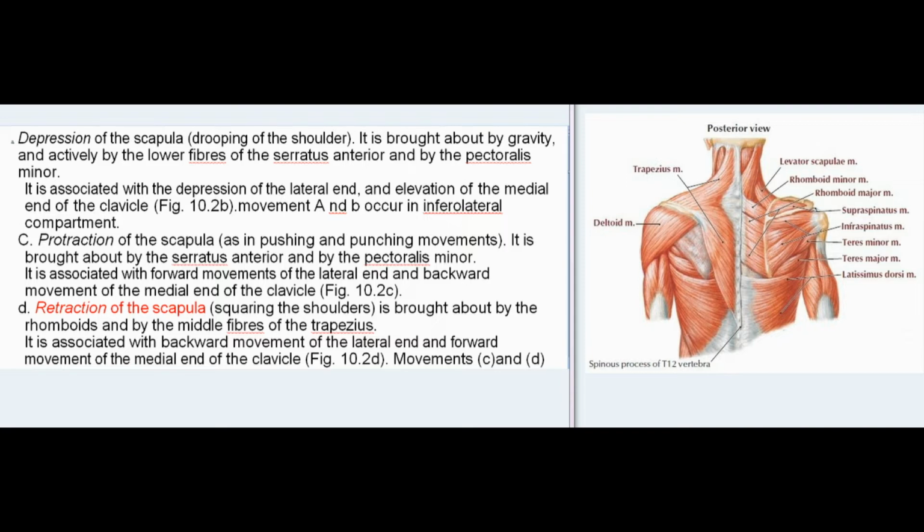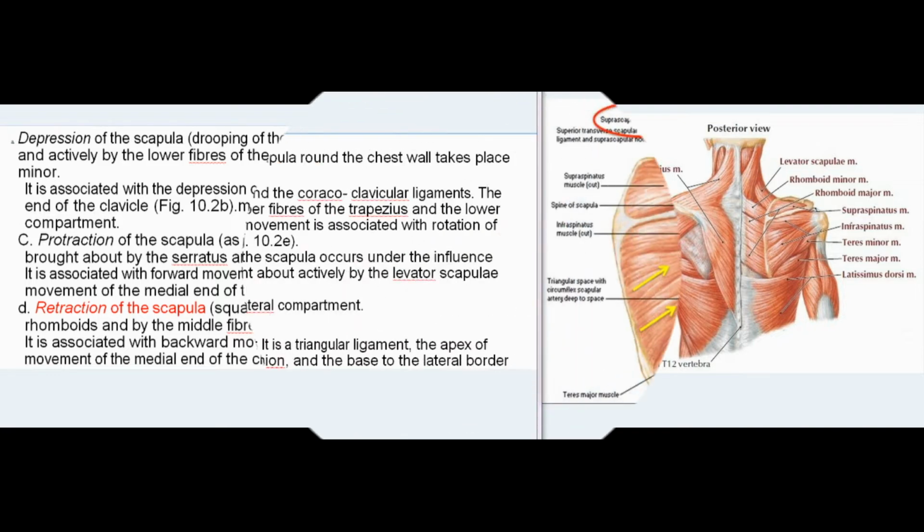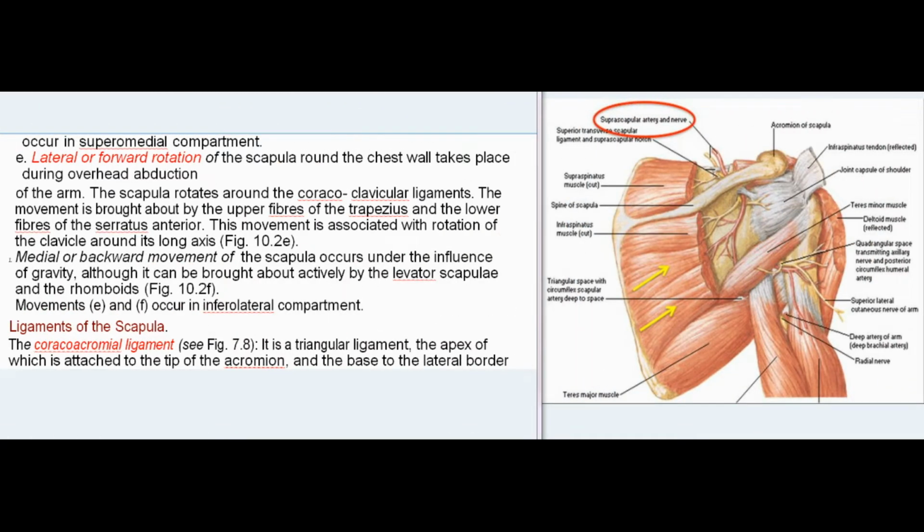Fig 10.2c. Retraction of the scapula, squaring the shoulders, is brought about by the rhomboids and by the middle fibers of the trapezius. It is associated with backward movement of the lateral end and forward movement of the medial end of the clavicle, Fig 10.2d. Movements C and D occur in the supromedial compartment.